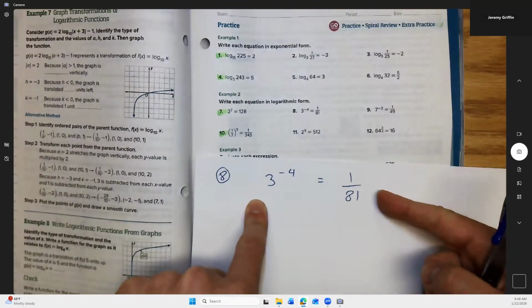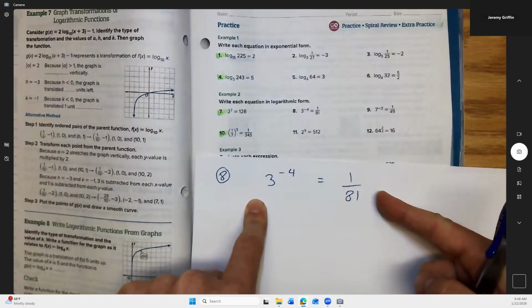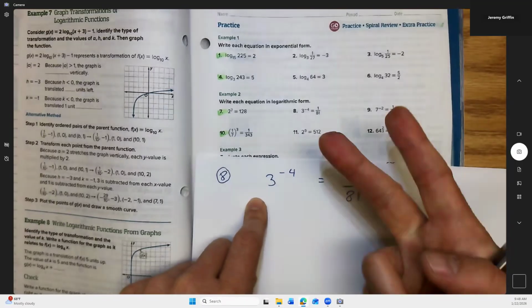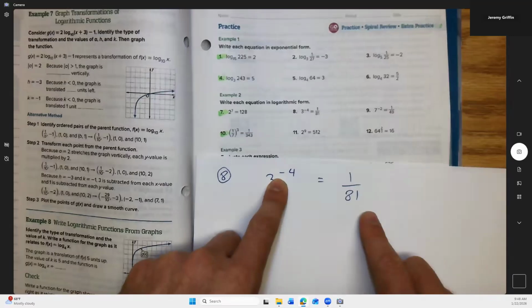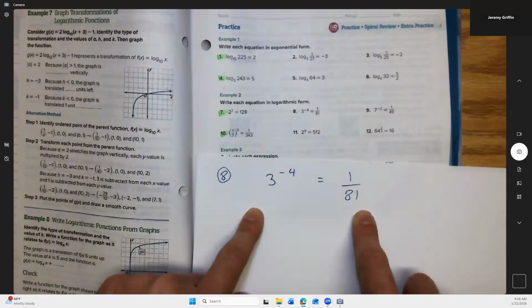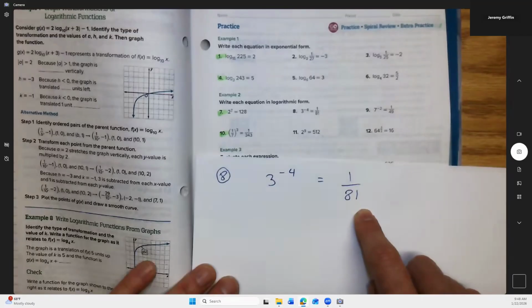First of all, is that a true statement? Yes, because what is 3 times 3 times 3 times 3? That is 81. And then the negative power makes it the reciprocal. So that checks out, right? Now how can you write this as a logarithm?